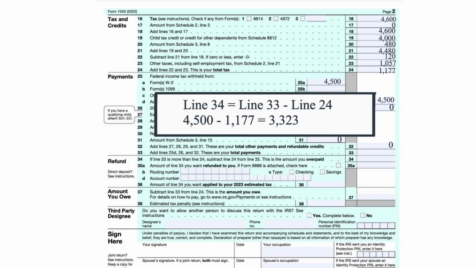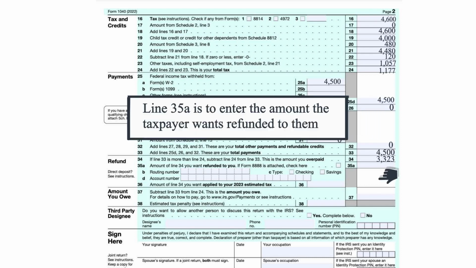On Form 1040 line 34, line 24 is subtracted from line 33, which ends up with the amount overpaid in taxes. If the taxpayer is entitled to a refund, see the form instructions for information on having it directly deposited into one or more of their accounts or to purchase U.S. savings bonds instead of receiving a paper check.